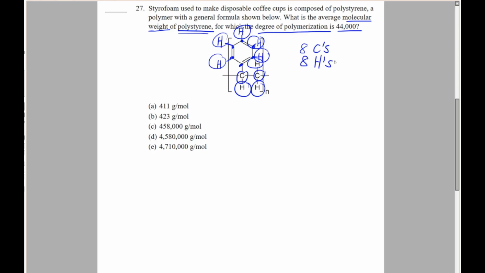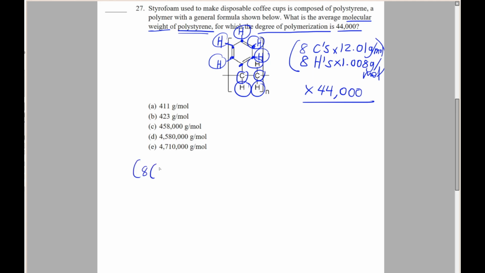So we have 8 of each, and carbon is approximately 12.01 grams per mole. And then I think hydrogen is about 1.008 grams per mole. So you just multiply the 8 times both of these quantities and then multiply it by 44,000. So something like this, or I guess if you want to rewrite it, it should look like this.